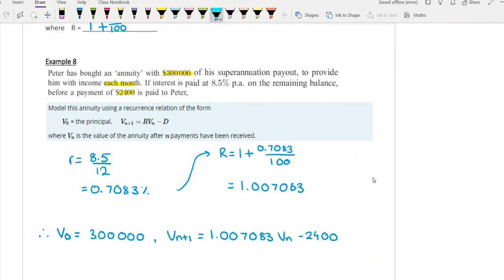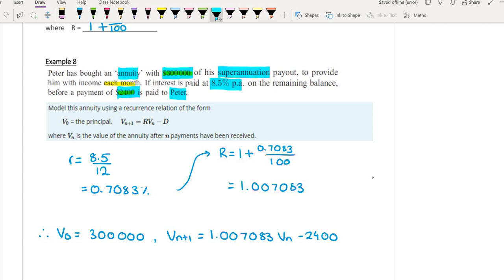So this is an example. Peter here has an annuity. Out of this amount that he owns, he already has this amount in his superannuation, and it's making some money at 8.5% per year. That's the interest. But then Peter's also getting a payment of $2,400.